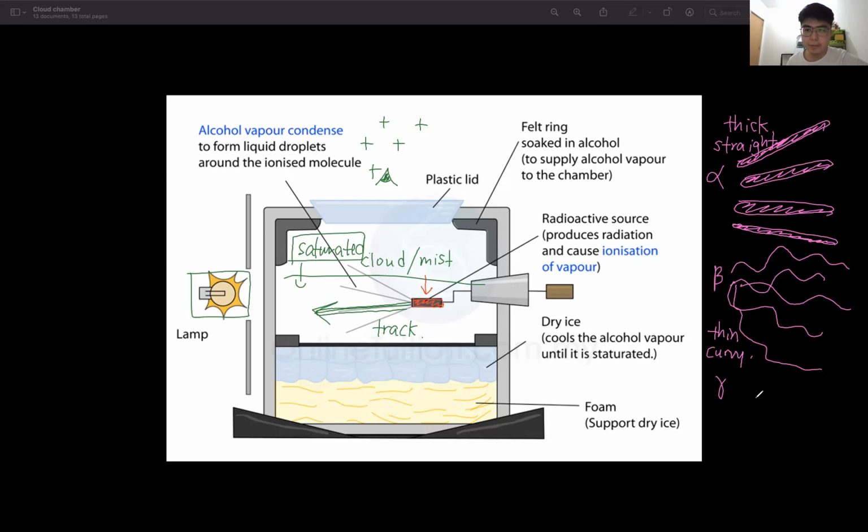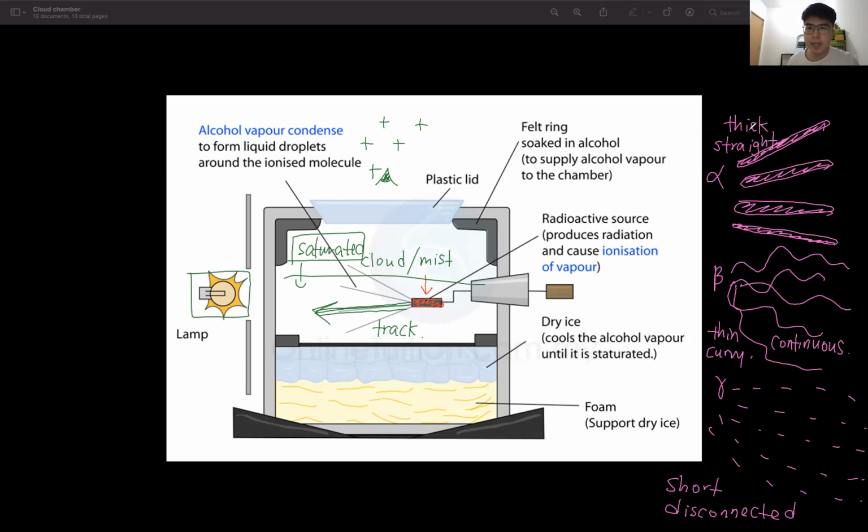All right, for gamma, it is the least ionizing. So you see very small, short traces, disconnected. Here I say short and disconnected. Again, for the beta, you can also describe it as connected or continuous. The beta particle line is continuous, but the gamma is disconnected. This is the smallest one and it's very hard to see. Actually, you can still see it, but not as obvious as the beta and the alpha particle.